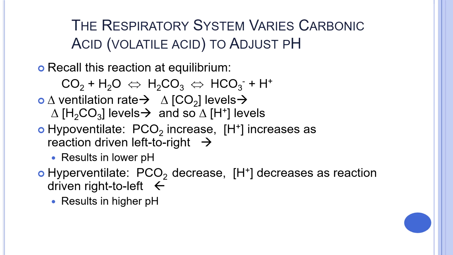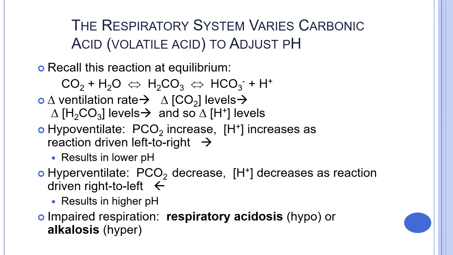And the way that you can help a person that has had this happen, if someone hyperventilates, you usually give them a paper bag to breathe into. And what that does is it helps them to rebreathe some of that carbon dioxide so that it forces it back towards the right, and then it would lower the pH again. So if you have impaired respiration, you could end up with respiratory acidosis from hypoventilation or respiratory alkalosis from hyperventilation.